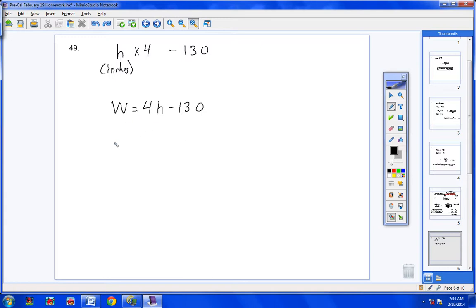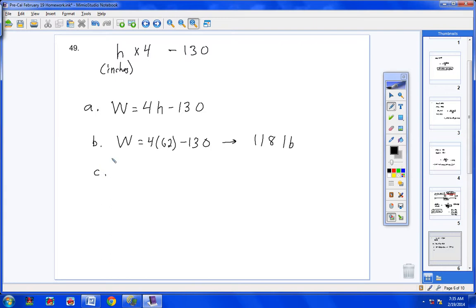So now that I've got my function, this is letter A right here. Moving on to letter B, then I can put 4 times 62 minus 130. And if you type that in correctly, you will get out 118 inches. Excuse me, 118 pounds. There we go. Moving on to letter C. Find the domain of the function.